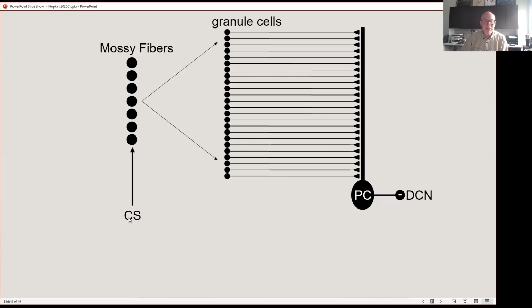I have CS here for conditioned stimulus, but sensory input and motor commands activate mossy fibers, which then diverge onto that very large layer of granule cells. Granule cells make excitatory synapses onto Purkinje cells, which inhibit the output cells, and eyelid responses come from when these deep cerebellar nucleus neurons fire.